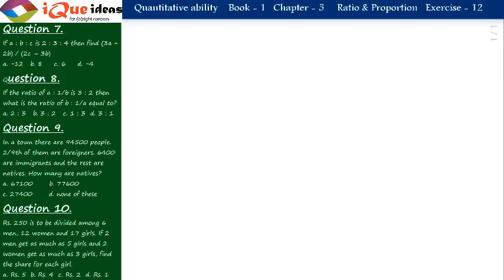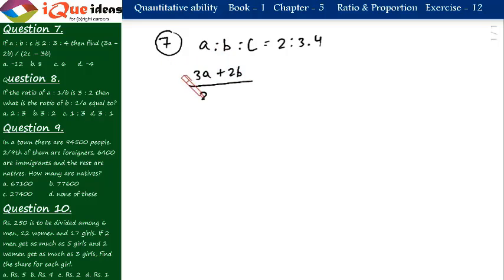Now let's take question number 7. It says A is to B is to C is equal to 2 is to 3 is to 4. Now the question is, find the value of (3a + 2b)/(2c − 3b). I hope you remember, again and again we have talked about this. If the degrees are the same in every term, then we can use the values directly. Otherwise we can't even solve. Here, if you look at the degrees of 3a, 2b, 2c, 3b, all are degree 1. So we can find the answer.